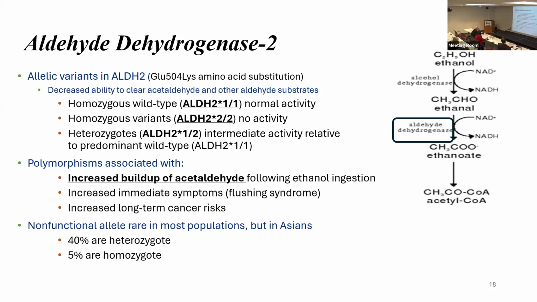And typically in Western society, we're all homozygous for the wild type. But when you get into Asian populations, up to 40% are heterozygous and about 5% are homozygous for the recessive type. So this gives them what's known as the Asian flush.